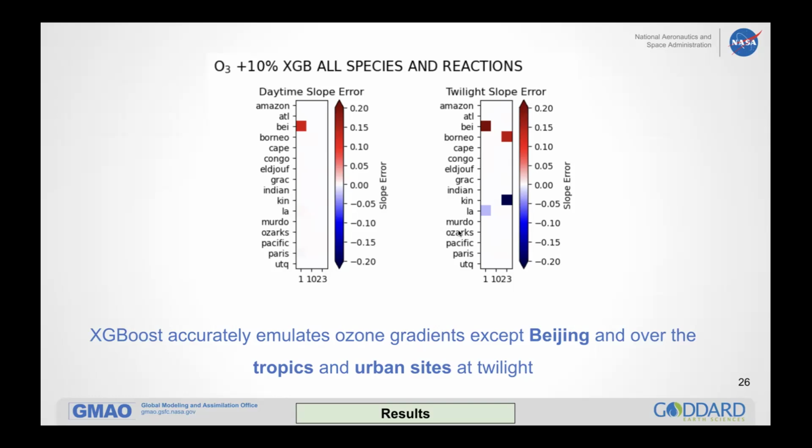And so again, similar to NO2, we see that XGBoost is struggling to capture the chemistry where it's more unique. And for ozone as well, we've tried a bunch of different feature combinations, but this result is for XGBoost trained with all of the species and all of the reaction rates in the GEOS-CF output file, so all 290 species and 930 reaction rates, as compared to the six variables we were using for the NO2 XGBoost.